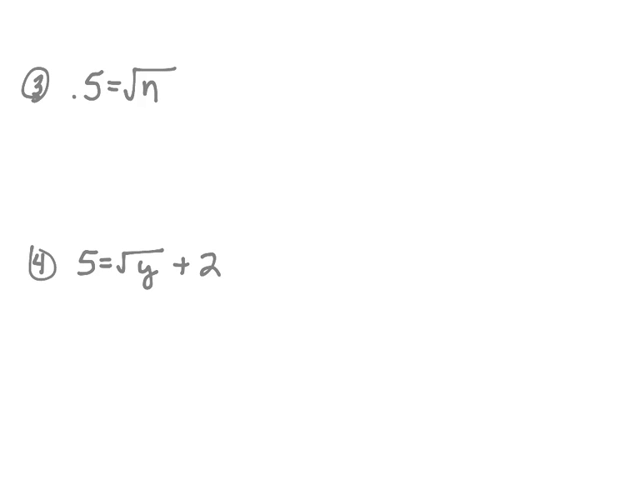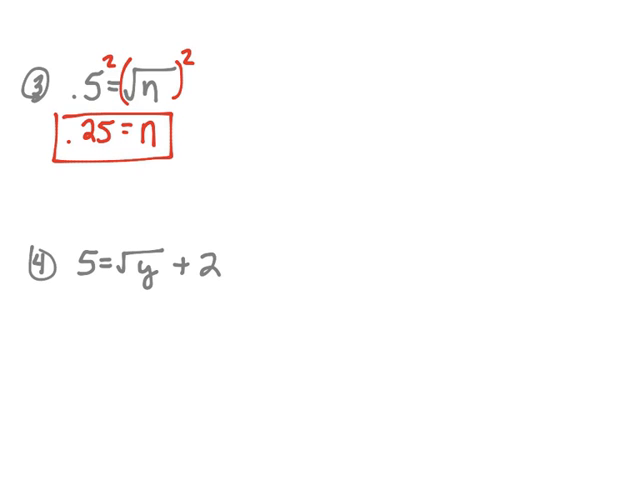Alright, let's take a look at example number 3. Number 3, we have 0.5 is equal to the square root of n. First thing I want to do is make sure I isolate the radical, which has been done for me. The next thing I'm going to do is square both sides. I'm going to square this side, and I'm also going to square this side. So if I take 0.5 and square it, it now becomes 0.25. If I square the square root of n, I'm left with n. Remember, the square root and the square cancel each other out, which means I have a solution of 0.25.